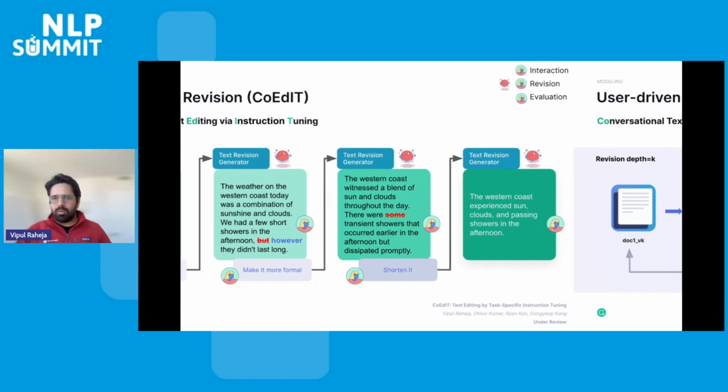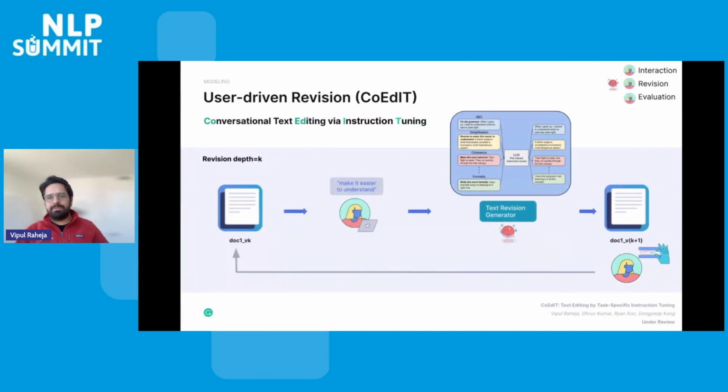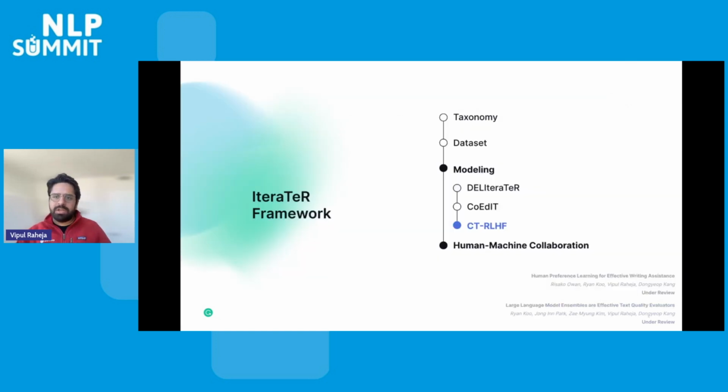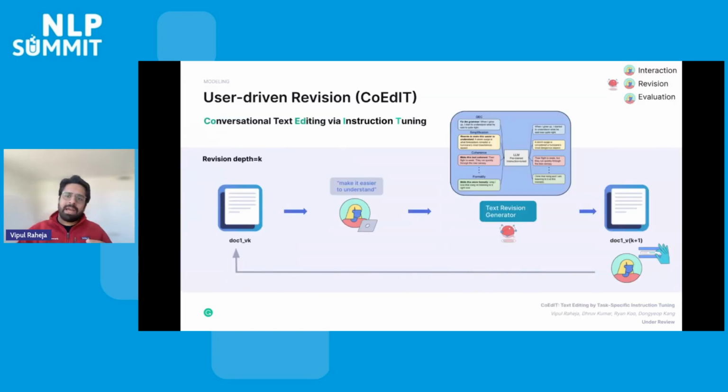So in co-edit, we replace the automated system-driven edit intent detection and revision with a more user-centric interaction, where the user can provide instructions in natural language, and the revision model, which is an instruction-tuned LLM, can perform the edits. And note that the user can also make the revisions here. So the revision interaction, revision itself, and the evaluation, all of these are driven by the user, where the system is sharing the main responsibility of actually performing the revisions.